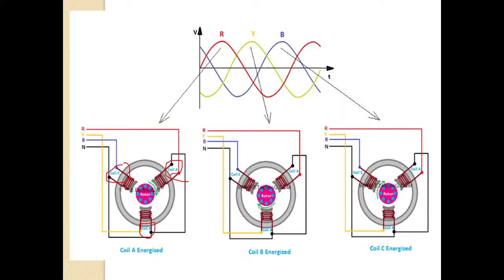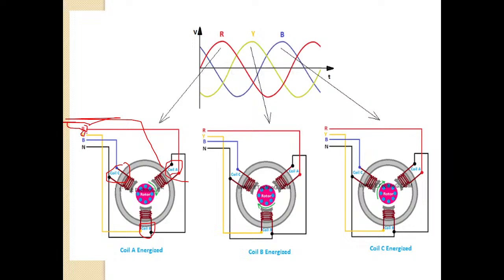Okay, but there will be many coils. To understand the concept, this diagram has been used here. Now, coil A is connected to what? You just carefully observe. Coil A is connected to R, isn't it? Coil A is connected to R.